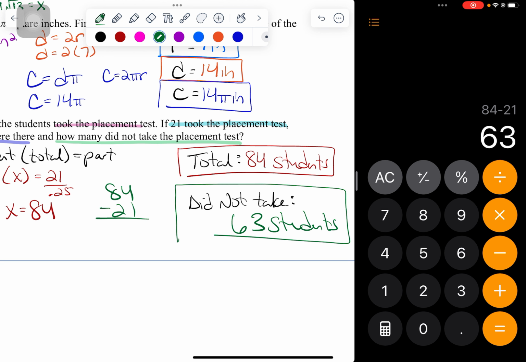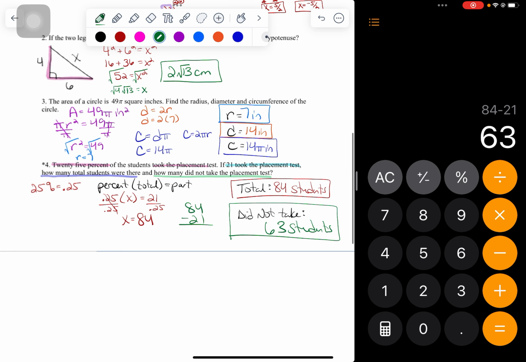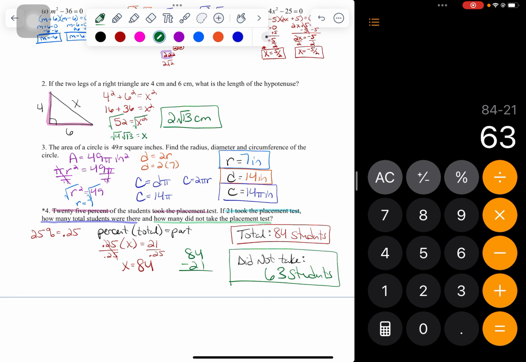All right, this is where I'm going to end this video. Again, this was just a little refresher on the Pythagorean Theorem, area and circumference of a circle, and this last part is on percent problems.